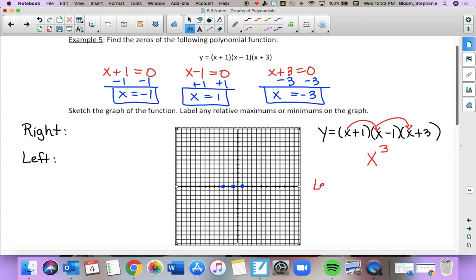That's all I care about right now. So what is my leading coefficient? Positive 1. What's my degree? 3. Okay, so go back over to your table. Turn your notes over. If the leading coefficient is positive, what does the right side of my graph do? Rise. If the degree is odd, what does the left side do? Opposite, so it's going to fall.